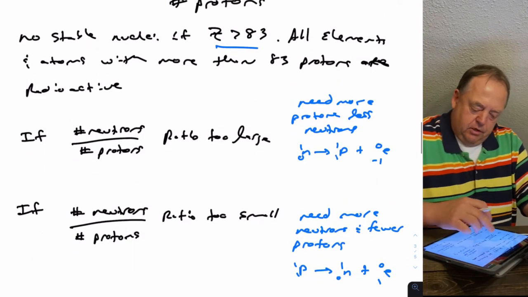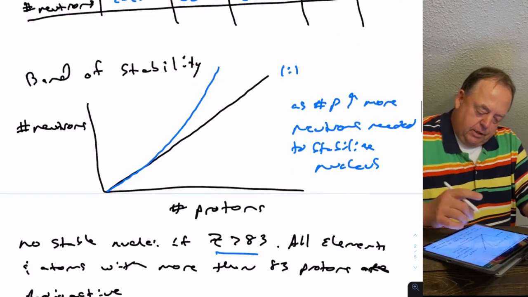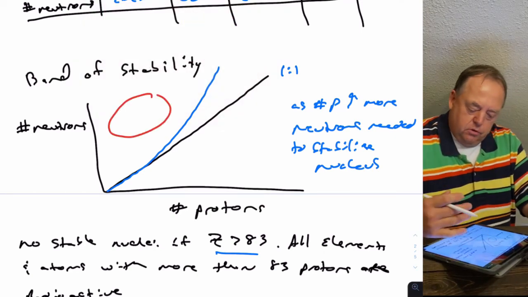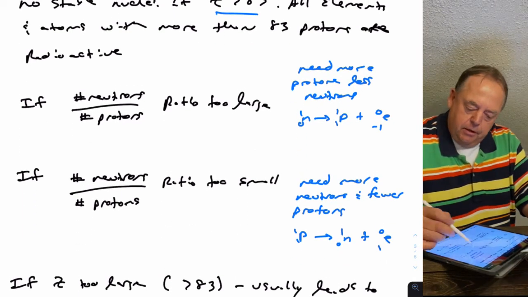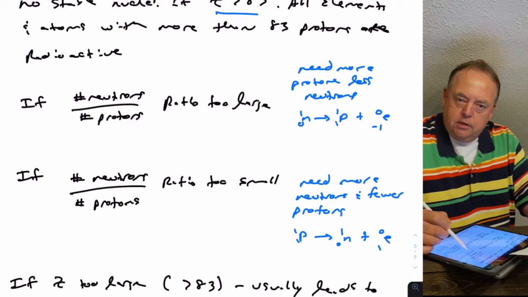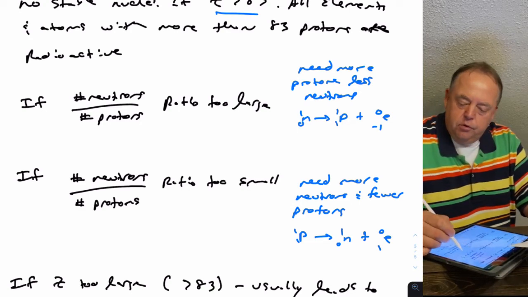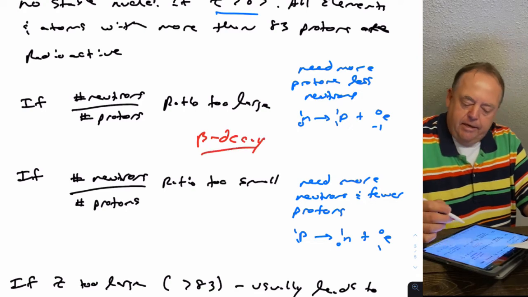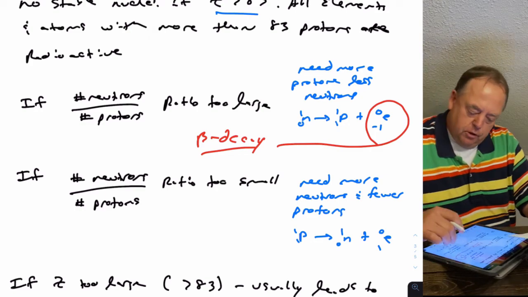Okay, so again, if we look at the ratio of neutrons to protons, if that ratio is too large, so if you're in this region, too many neutrons, not enough protons, then the nucleus becomes unstable. And so what you need is more protons and fewer neutrons in order to decrease that ratio. So a neutron can be converted to a proton and an electron. Those types of nuclei tend to undergo beta decay. They convert a neutron to a proton and give off an electron.